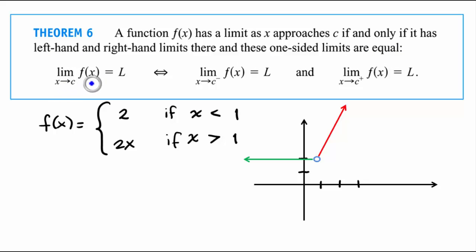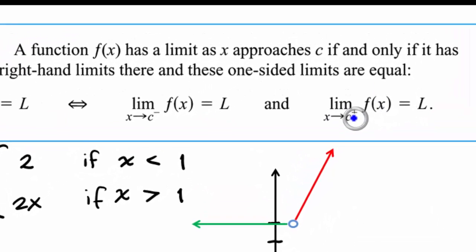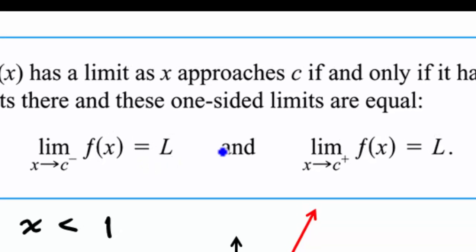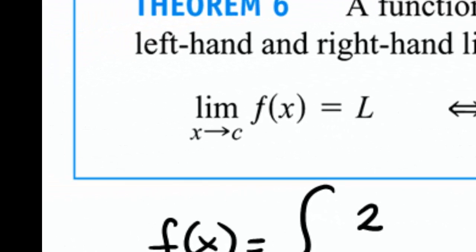The limit of f as x approaches c is equal to L, and this double-sided arrow means if and only if the limit of f as x approaches c from the left and the limit of f as x approaches c from the right are both equal to L. Both one-sided limits exist and are equal to each other, which means that the limit of the function f of x exists as x approaches c.